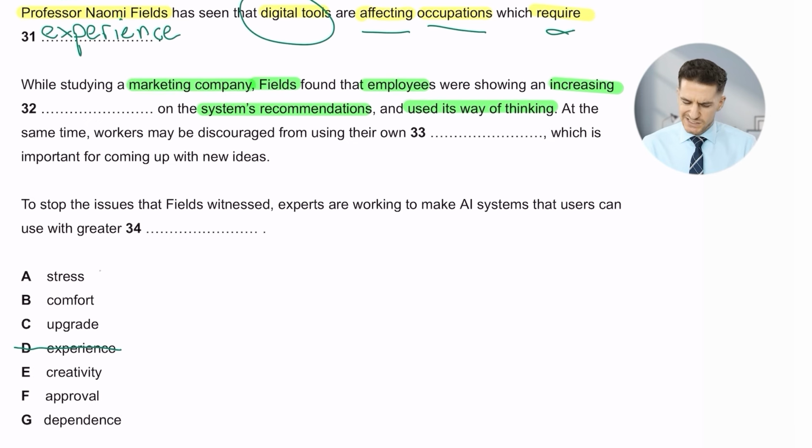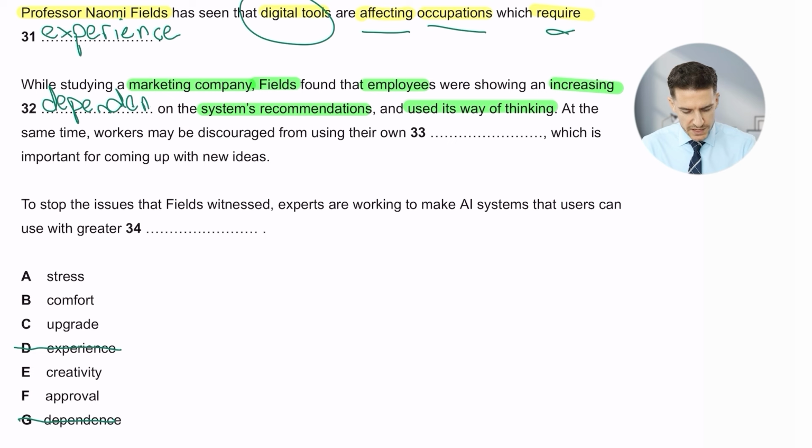So stress, well, no, doesn't say anything about stress, so that's not right. Comfort, no, doesn't say that. Upgrade, no. Creativity, no. Approval, no. Dependence, yes, it does talk about dependence, but it says reliance. So we can cross that off and we can put the word dependence in there.